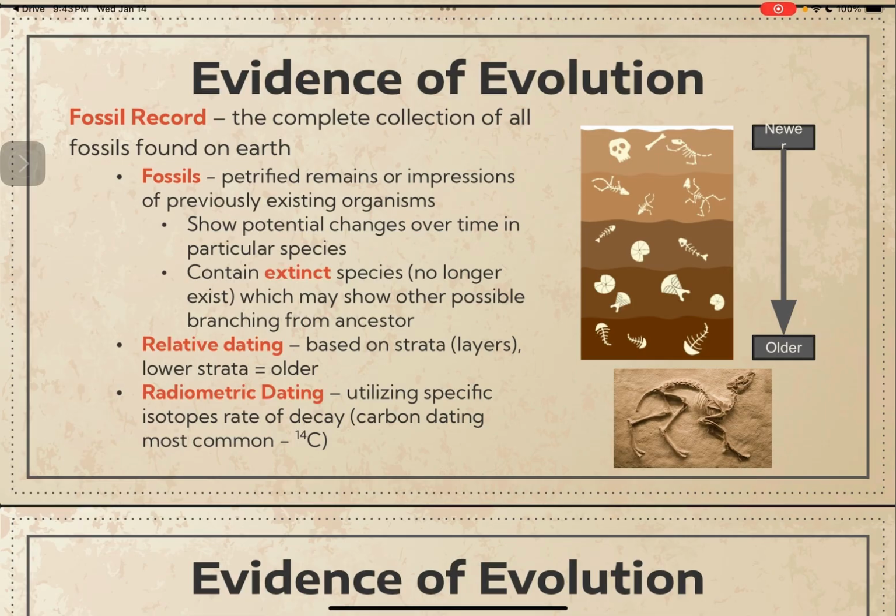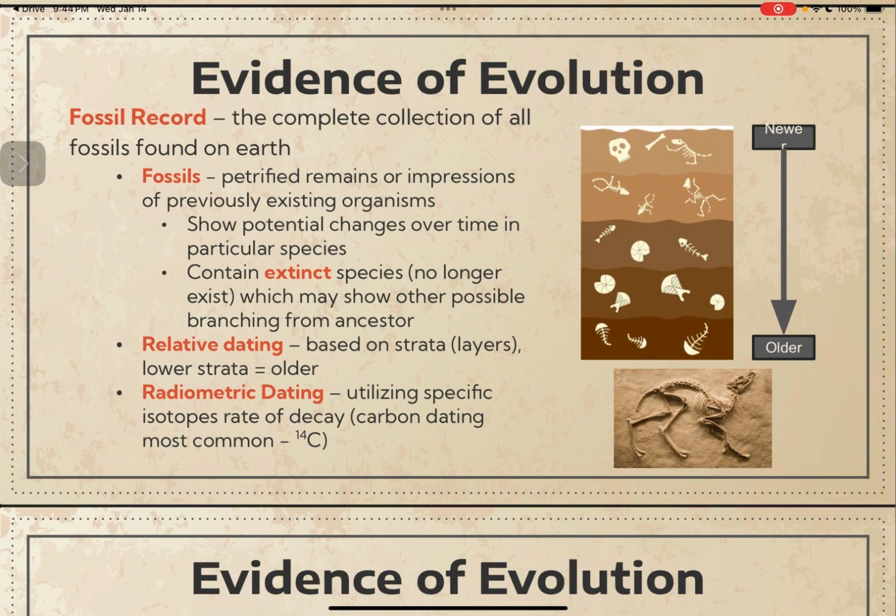And then we also have radiometric dating, which utilizes specific isotopes to identify the rate of decay. The most common isotope we look at is carbon-14. The reason we look at carbon is because, if you remember, all living things are carbon-based. Life is carbon-based. So that's why we use 14C.